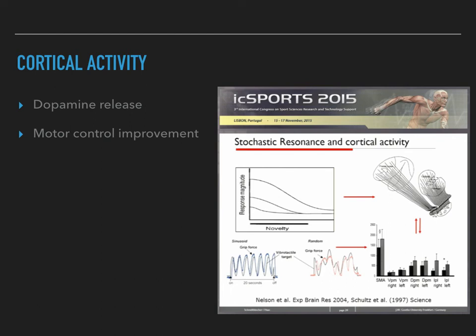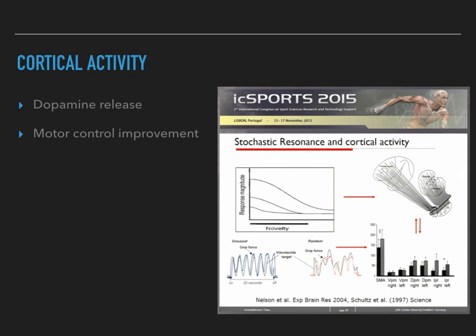Cortical activity. If your nervous system is hit with a new task and you can solve it, you get a large dopamine response from solving that problem. Each time you stand on the SRT, it's going to be a different situation, a different problem for your body to solve because it's completely random. So each time you step on it, you're going to get that dopamine release because it's a new problem for your body to solve.